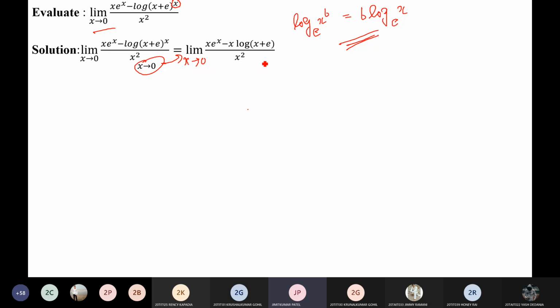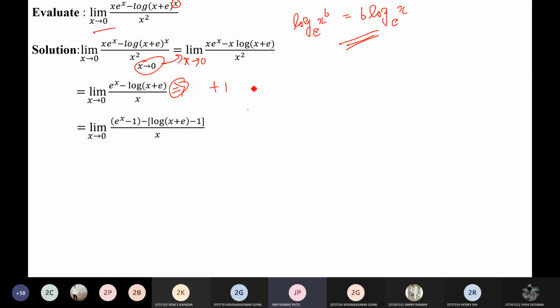Next, what can we do? What is my next? Common. Yes, x common. एक्स कॉमन करके उड़ा. Yes, you can common the x and cancel it. So what do we have? Limit x tends to 0, e raised to x minus log x plus e divided by x. Now there is no other extension of this. So what do I do? I add and subtract 1. So what do we have? e raised to x minus 1 minus log x plus e minus 1 divided by x.